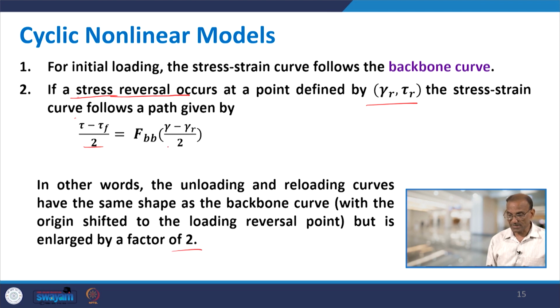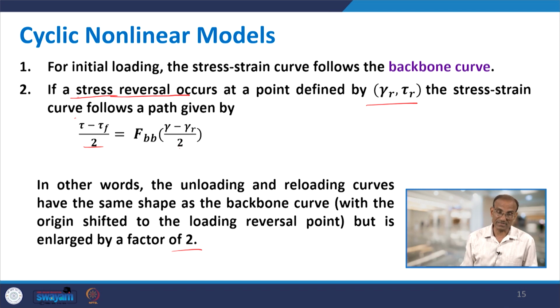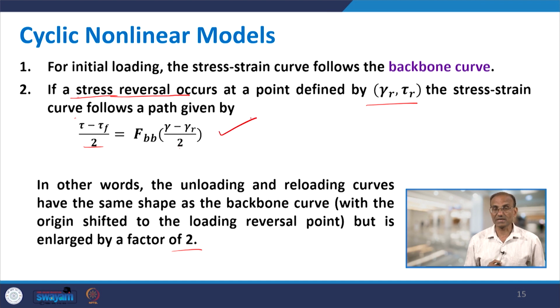This factor 2 appears on both sides, but it cannot be cancelled out because the 2 is inside the bracket of f. If it were outside, it would have been cancelled. So this is the second rule. The first rule says you follow the backbone curve up to the point where the stress reversal occurs. When the stress reversal occurs, you need to change the path, and the path will follow another curve given by this relation. Now we are following the second curve. Up to what point do we follow it?